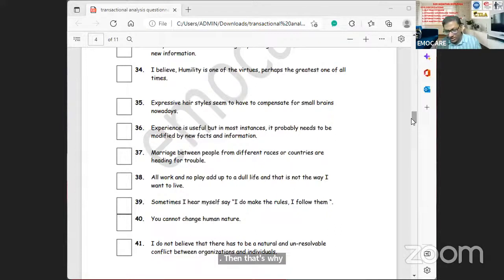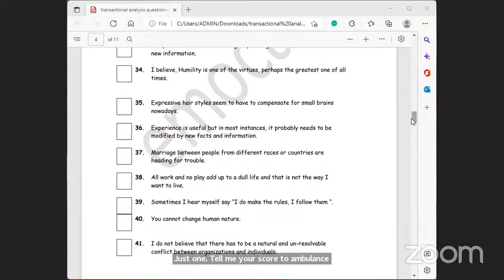Tell me your score, Meenakshi. Yeah, sir. My score is 6 on nurturing parent, 3 on controlling parent, 13 on adult, and for child it's 5. And for child 5, natural child is 2, RC is 1, AC is 1, AC is 2.